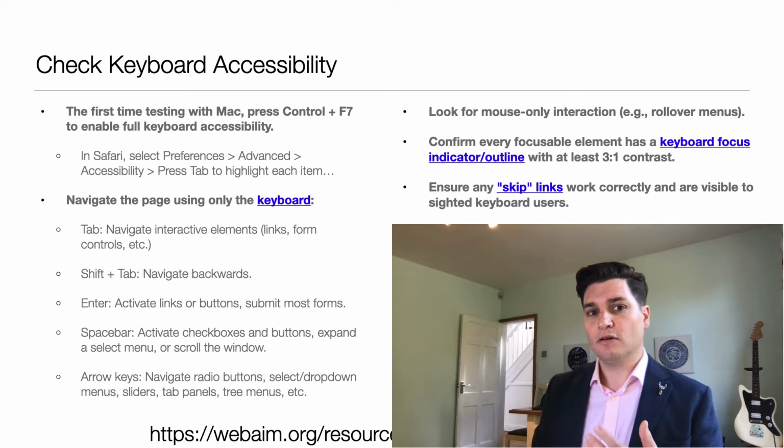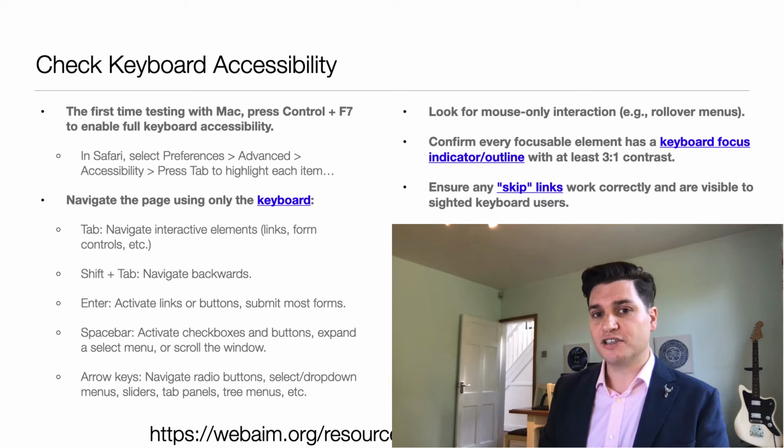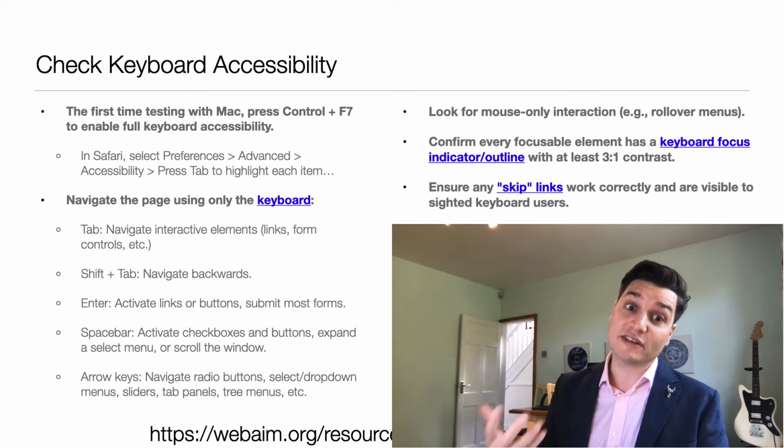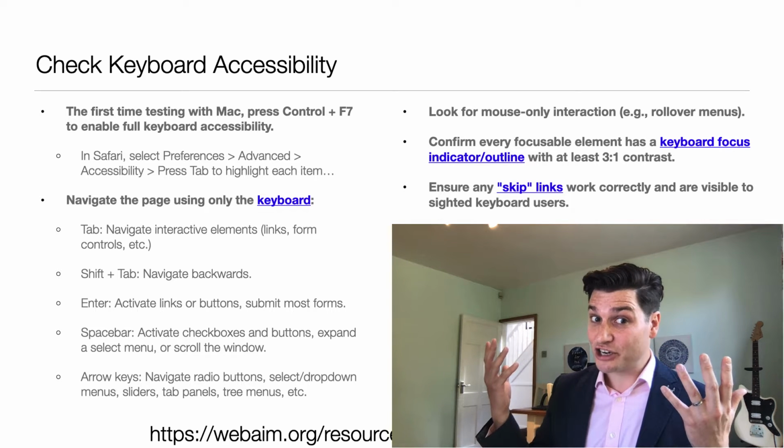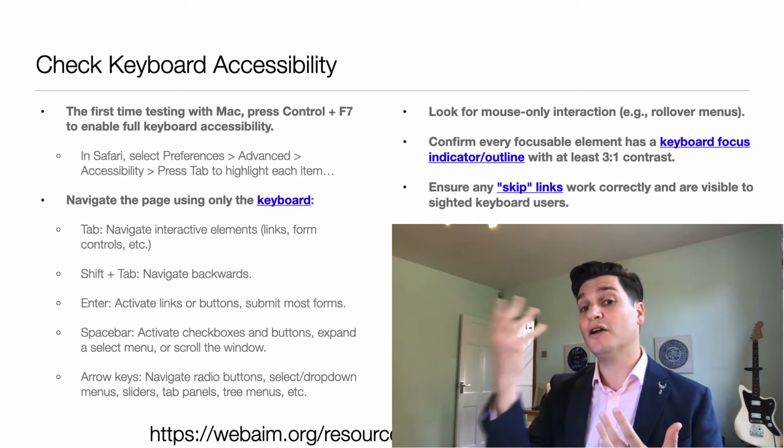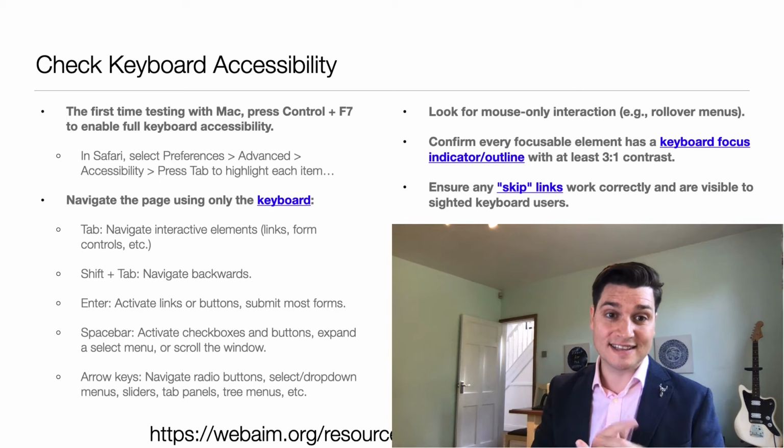The other thing you're looking for are mouse-only interactions. So when you're asking somebody to roll over something, that's a mouse interaction. That can cause problems if you can't use a mouse for whatever reason that is.